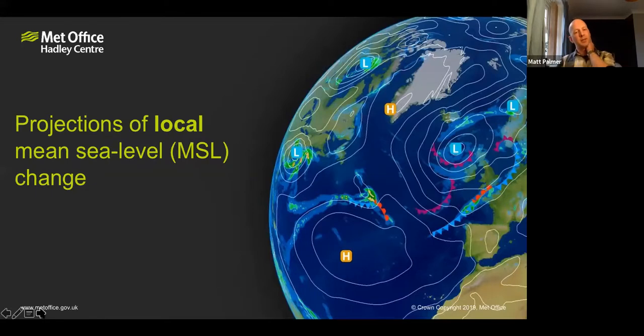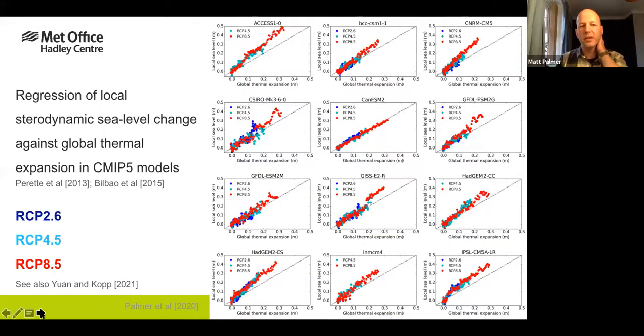Okay, so moving on to local sea level change. This is really just how do we go about doing that. One of the things we have to do is establish the regression of local sterodynamic sea level change against global thermal expansion. This is an approach that's been taken by previous studies. It's essentially the same as a pattern scaling approach, but generally speaking, for a given location, there's a pretty linear relationship between local sea level as it's expressed within the climate model, which just covers the sterodynamic part, and the global thermal expansion within that model. It's pretty linear and pretty independent of scenario, at least to first order.